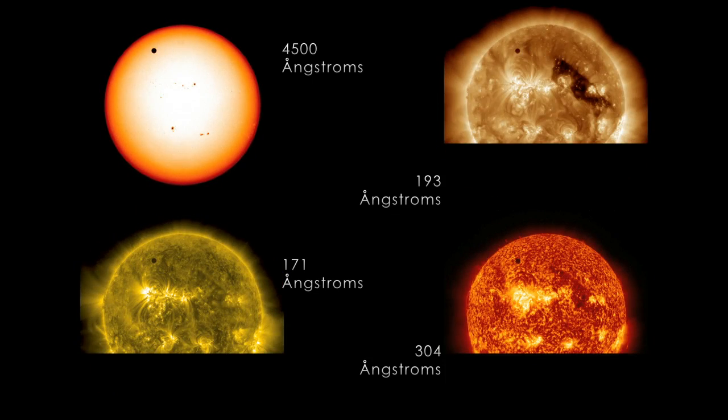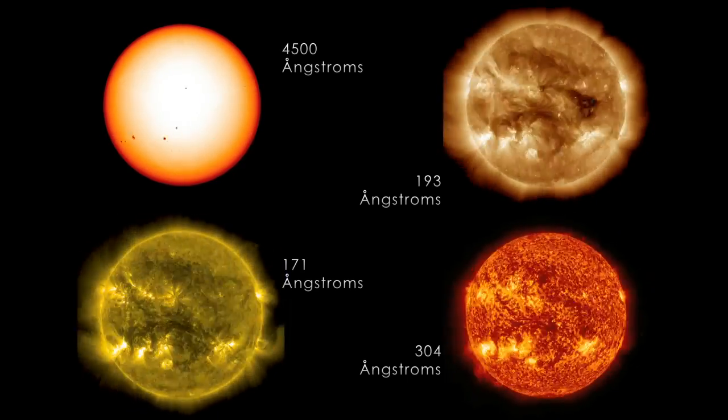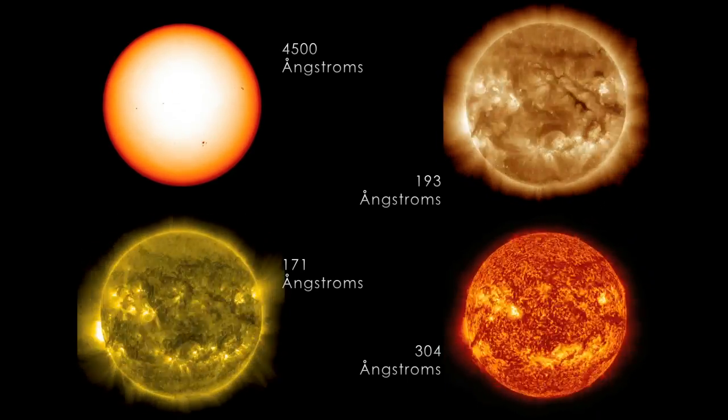Did you see that little tiny black dot that's close to the North Pole in the sun? That's Venus. Every 100 years or so, it moves in front of the sun, giving us this rare and amazing astronomical event.